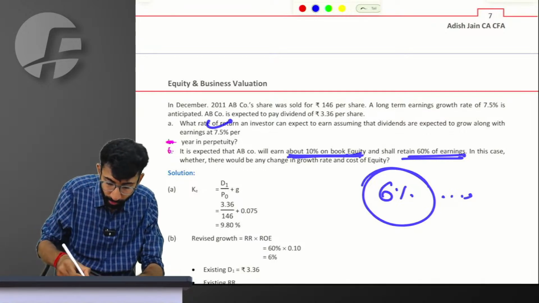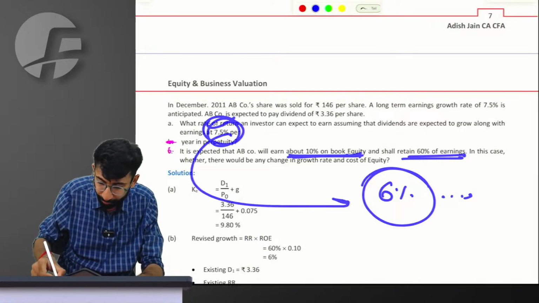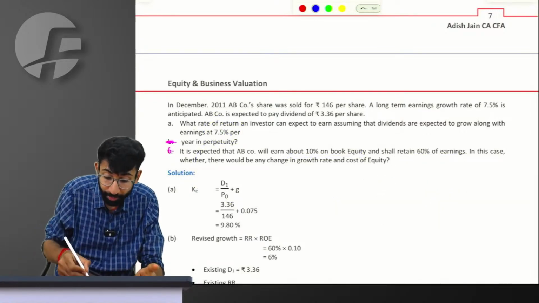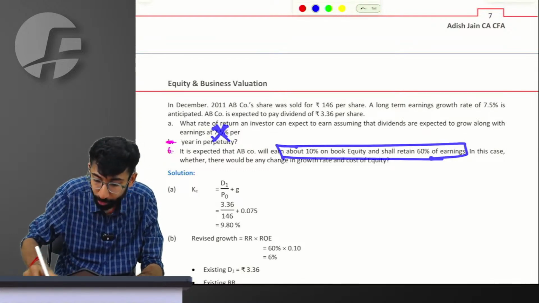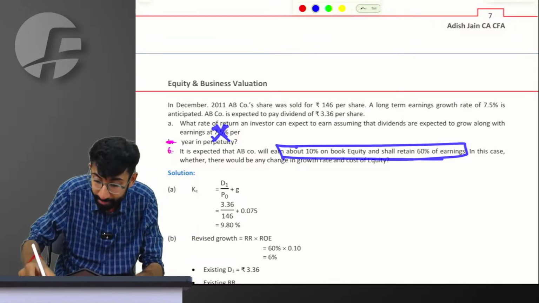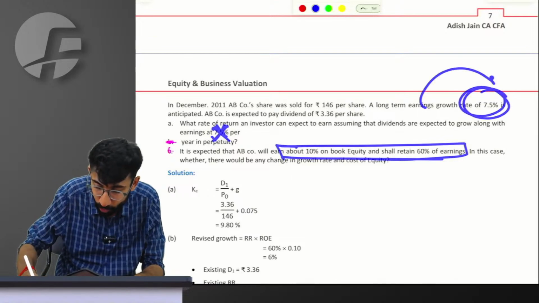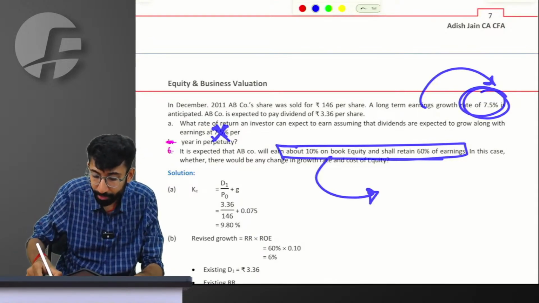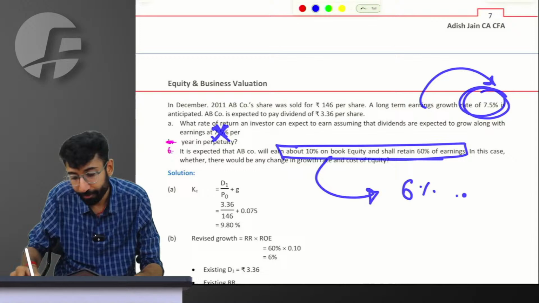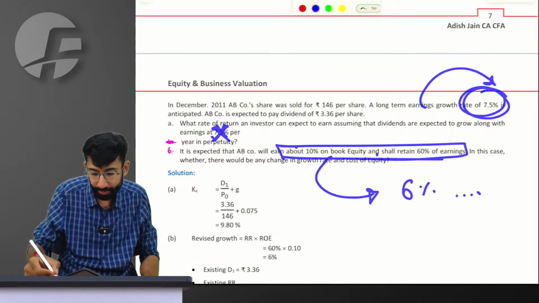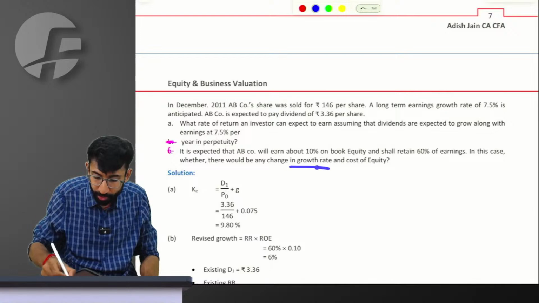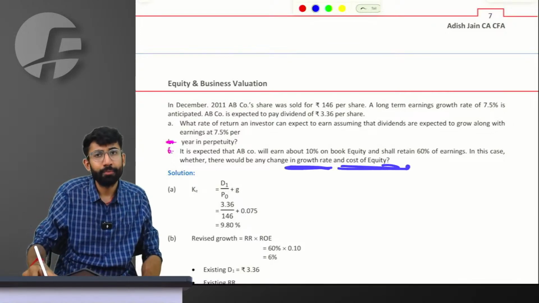Oh my God. The growth rate which was 8.5... one second... 7.5, and I cannot compare it with the dividend growth rate. This formula is growth rate of earnings or dividends? Earnings. So growth rate of earnings which was 7.5 will now be 6%. Everyone in the class, will the growth rate change? Yes, sir.